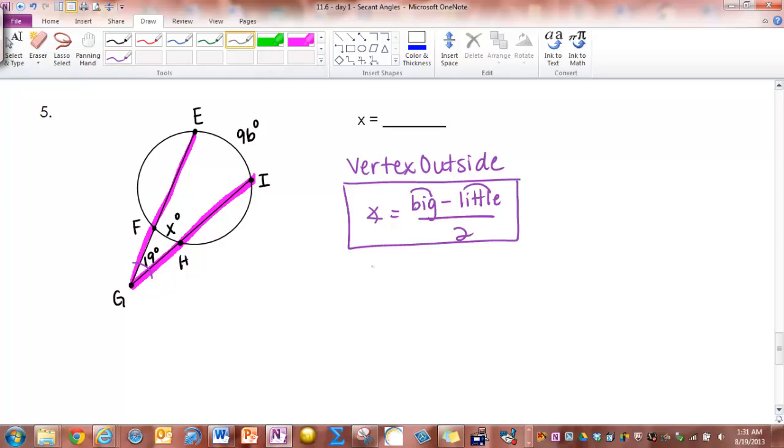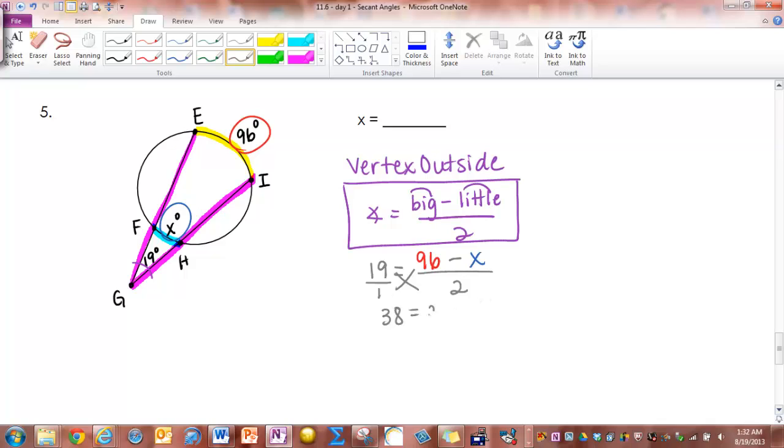Now in this case our angle is 19 degrees. And our big arc, the one farthest away from our angle, is going to be 96 degrees, minus the little arc, the one closer to the angle, which is going to be x in this case, divided by 2. Putting the 19 over 1 and cross multiplying, I get 19 times 2, which is 38, equals 1 times 96 minus x, which is 96 minus x.